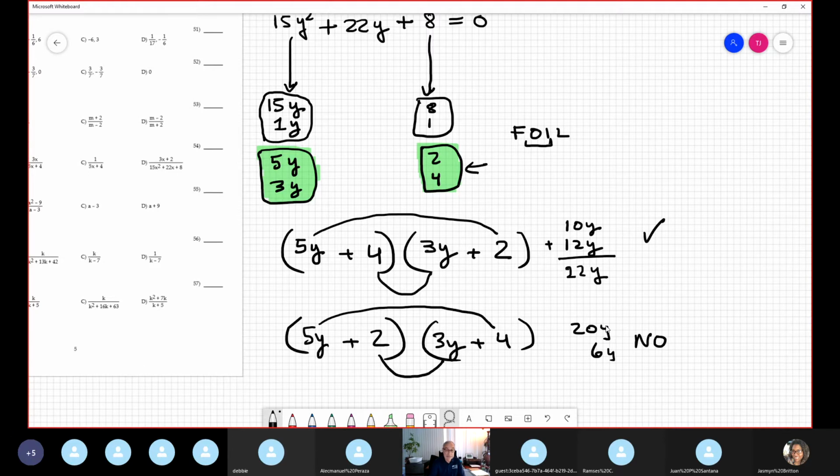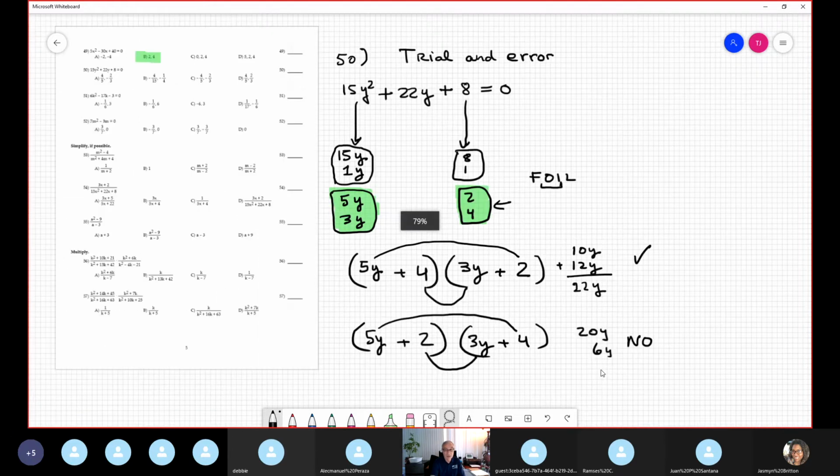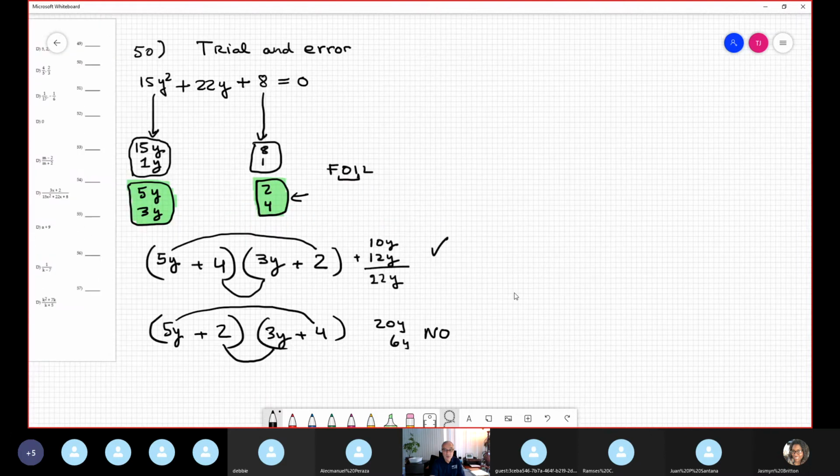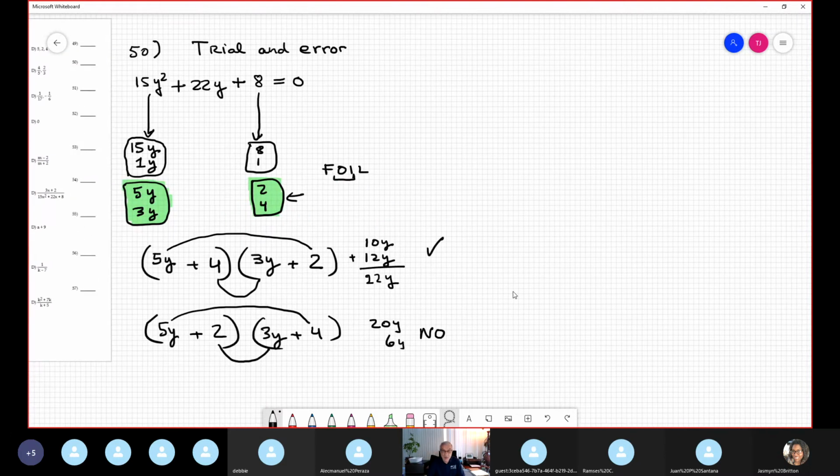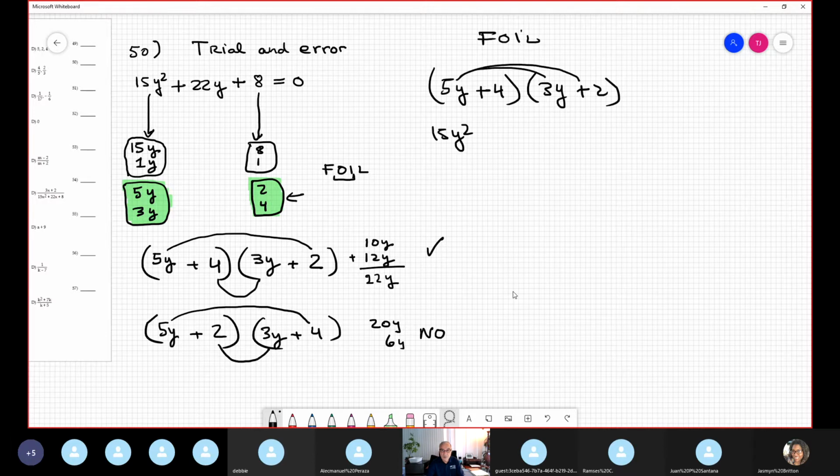Just in case, I get the combination. However, I need to verify that everything is okay. How are you checking that? Well, 5y plus 4 times 3y plus 2, you completely FOIL for verification. This is 15y squared. This is 10, I did before. This is 12. And this is 8. And when you combine this and this, it's 22. Okay.